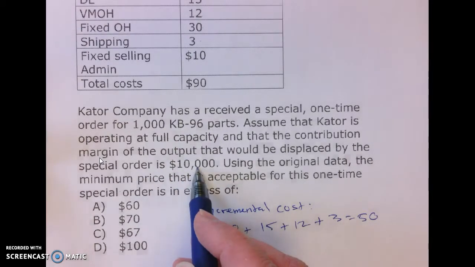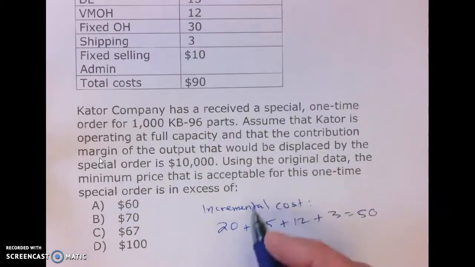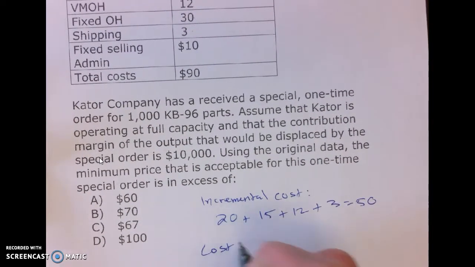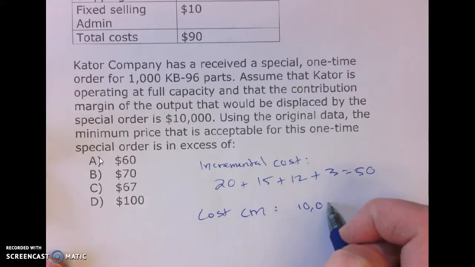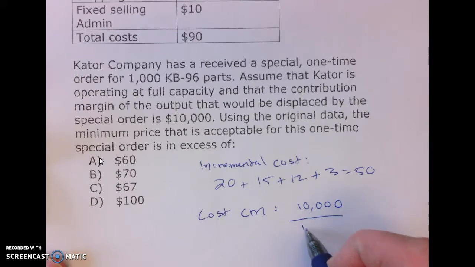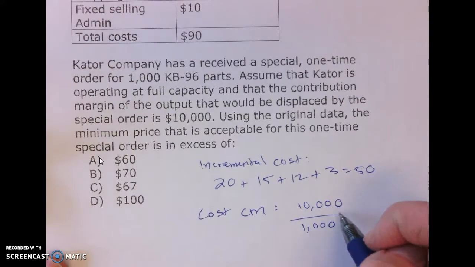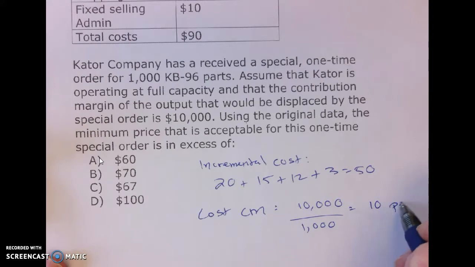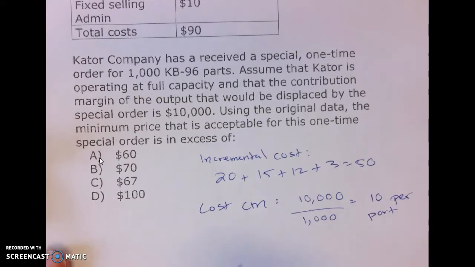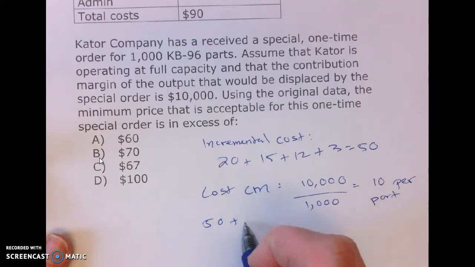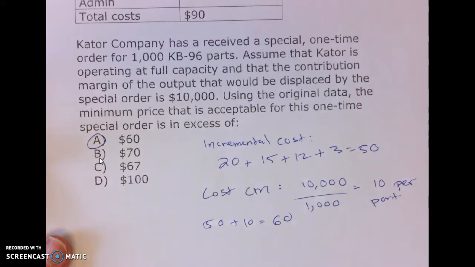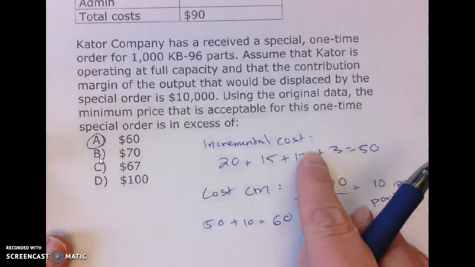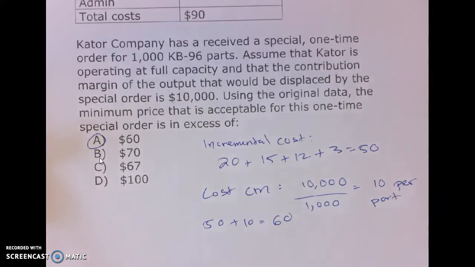So this is $10,000 for 1,000 parts. So we can come over here and say our lost contribution margin, lost CM, which is our opportunity cost. We can say that $10,000, and we have our 1,000 parts, gives us our $10 per part. So we have to add that. So we have to say our 50 plus our 10 equals our 60. Our right answer is A. And if we do that, then we cover our incremental cost, and we also cover our lost contribution margin.